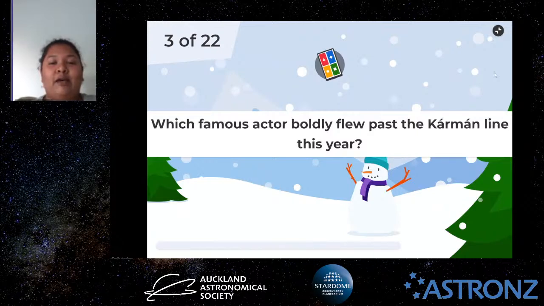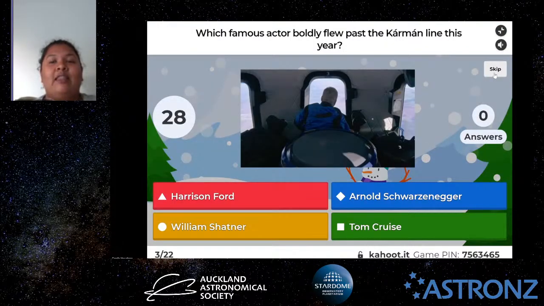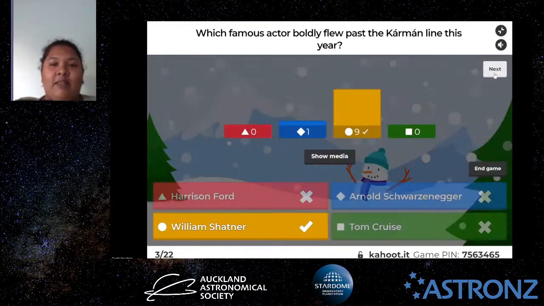Which famous actor boldly flew past the Kármán line this year? So that's sort of the point where you're officially in space. So is it Harrison Ford, Arnold Schwarzenegger, William Shatner, or Tom Cruise? So which famous actor made that trip this year?